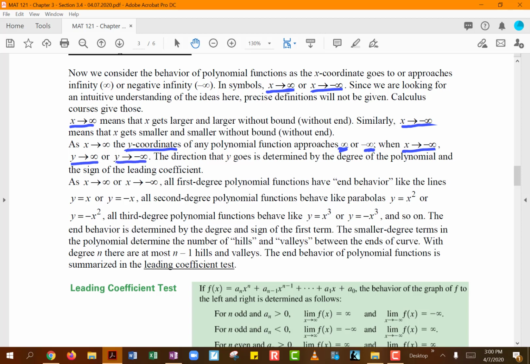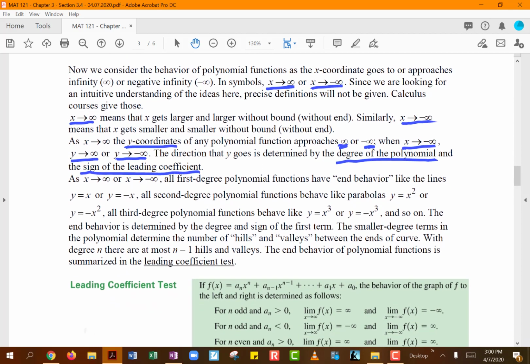So again, you can use that same notation of writing y with the arrow towards negative or positive infinity. To come up with where your y is headed, you actually have to look at the degree of your polynomial. Is it a second degree, third degree, fifth degree polynomial? And then what is the sign on your leading coefficient? Is your leading coefficient going to be a positive number or a negative number? So the degree of the polynomial and the sign of the leading coefficient is what we will be looking at when we are talking about this leading coefficient test.